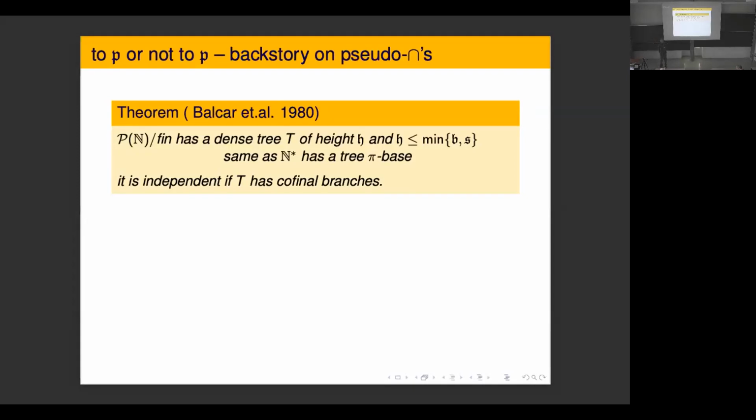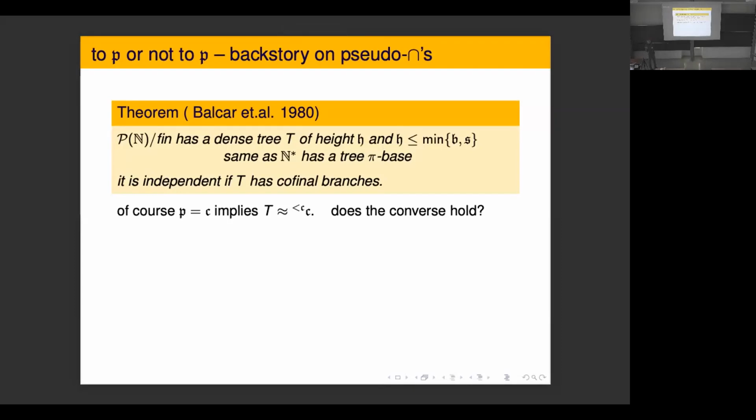And topologically, that's where I think the original interest in this result was, that N star has a base of order type of a tree of height h. And they also showed that it was independent whether or not this tree necessarily had cofinal branches. So I think that pretty much summarizes, not everything they had in that great paper, but lots.